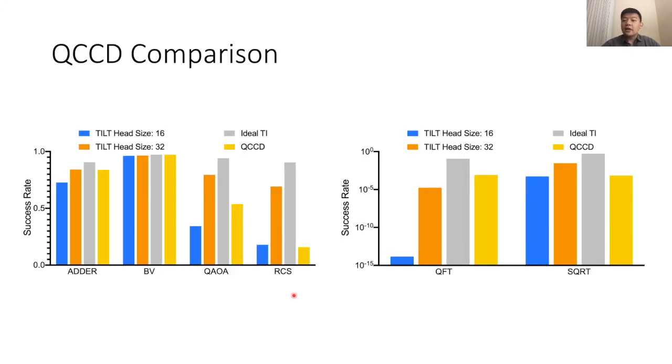We compare different tape head sizes. The head size of 32 is much better than 16 in terms of success rate because we can reduce the number of swaps and moves with a larger execution zone. Compared to prior work in QCCD evaluation, a head size of 32 is better than QCCD for those benchmarks with short-distance 2-qubit gates.